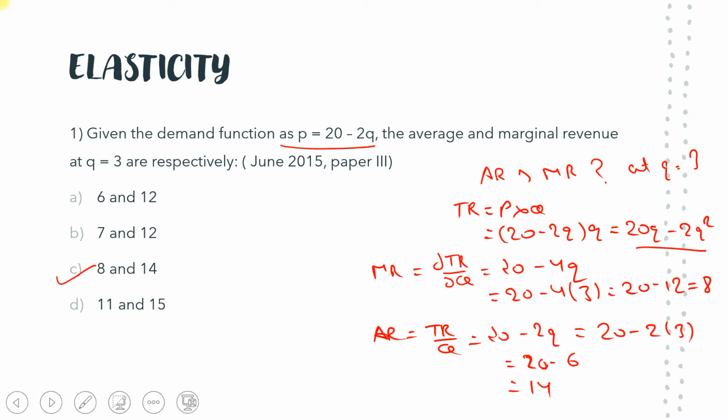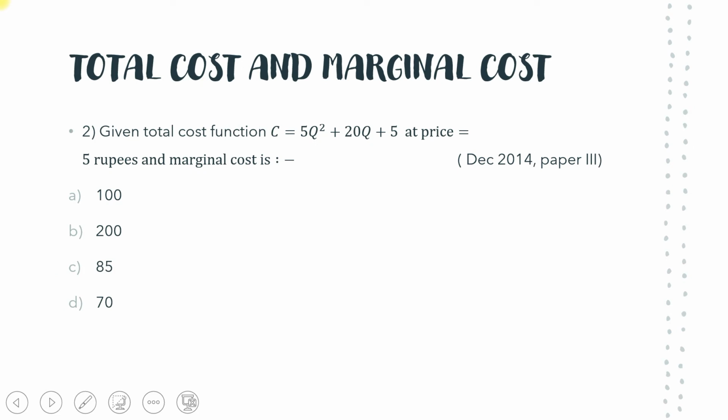Let's do a second question. In the second question, we have been given a total cost function and at price 5 we have to find marginal cost. This is a question from December 2014 paper 3. First of all, we have been given the total cost function, so we need to find marginal cost from this function. Okay, so differentiate this function with respect to Q. So you have this. So this is your marginal cost function, and at price 5 we have to find marginal cost.